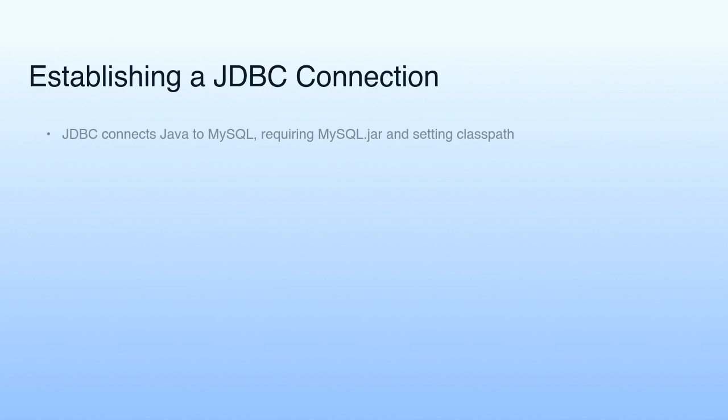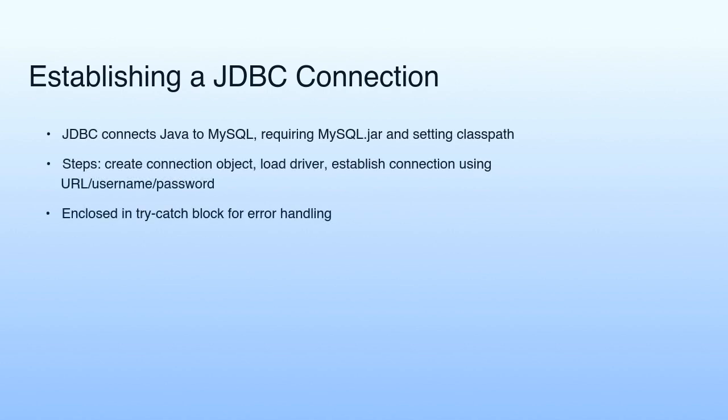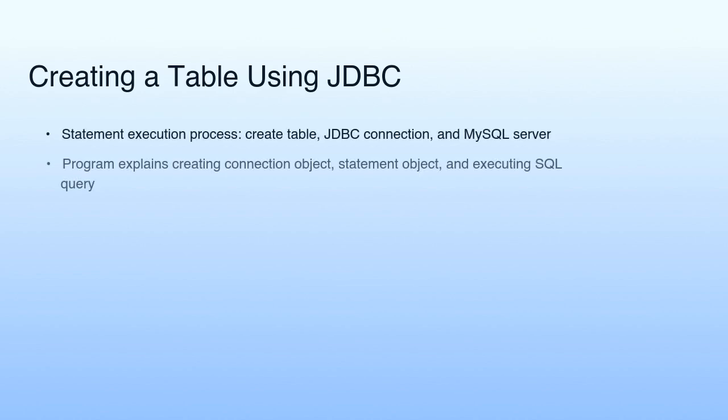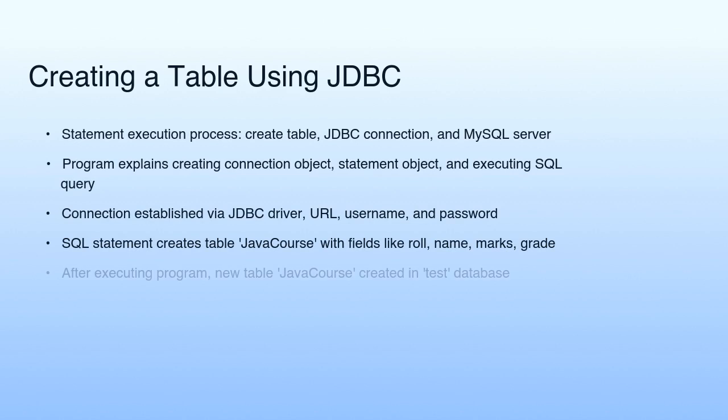To establish a JDBC connection, a connection object is created, the driver is loaded, and the connection is established using the database URL, username, and password. This process is enclosed in a try-catch block for error handling, with any issues such as an incorrect password resulting in an appropriate exception. Once the connection is established, SQL statements can be executed through JDBC to perform database operations. For instance, creating a new table involves executing the corresponding SQL statement via a statement object obtained from the connection.